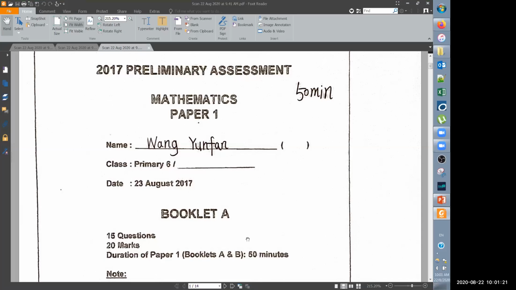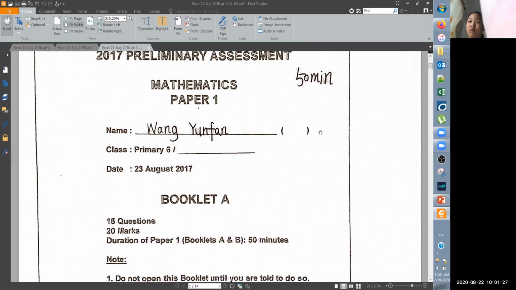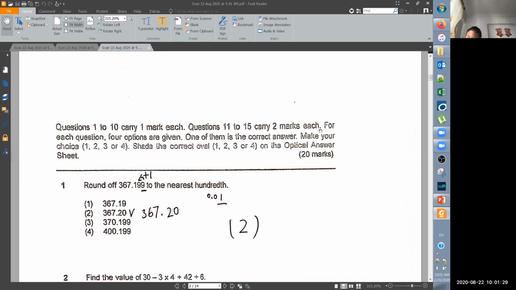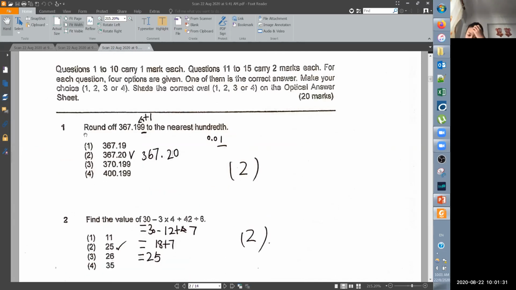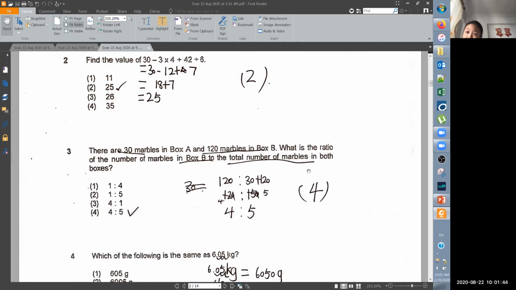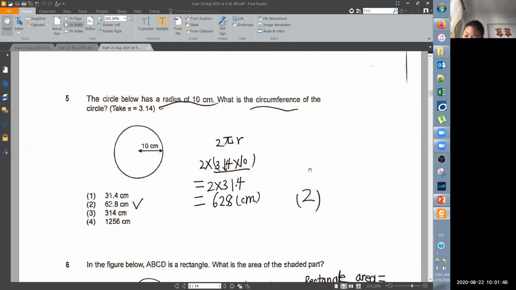Right. So the duration of paper one here is 50 minutes. So you spend 50 minutes, which is good. Okay, let's look at it together. Number one, to the nearest hundredth. Remember over here, the hundredth is with a th. So this is the one, 0.01. You are right. Then let me see which question you need to look at.